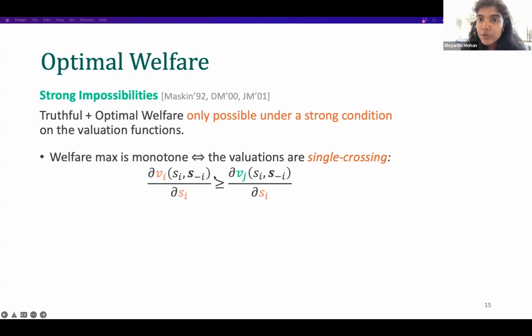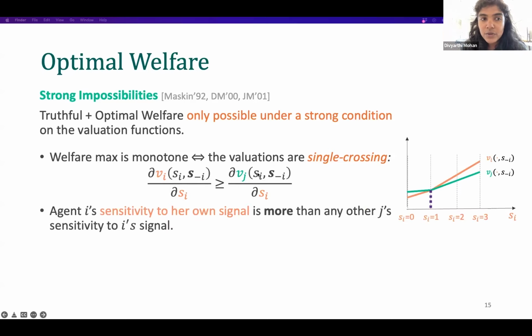And a valuation profile is single crossing if for each agent i and j, the influence of agent i's signal on agent i's value is higher than the influence of agent i's signal on every other agent j's value. Okay. So agent i's sensitivity to her own signal is more compared to other people's sensitivity to her signal. Okay.